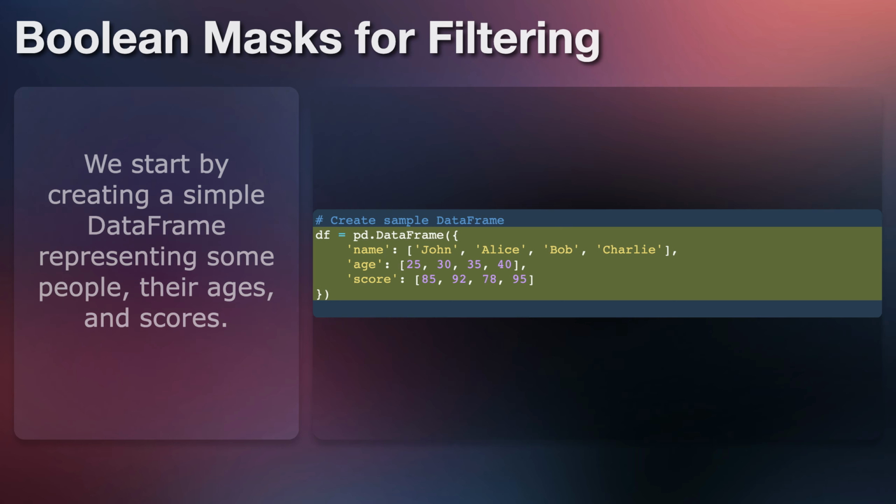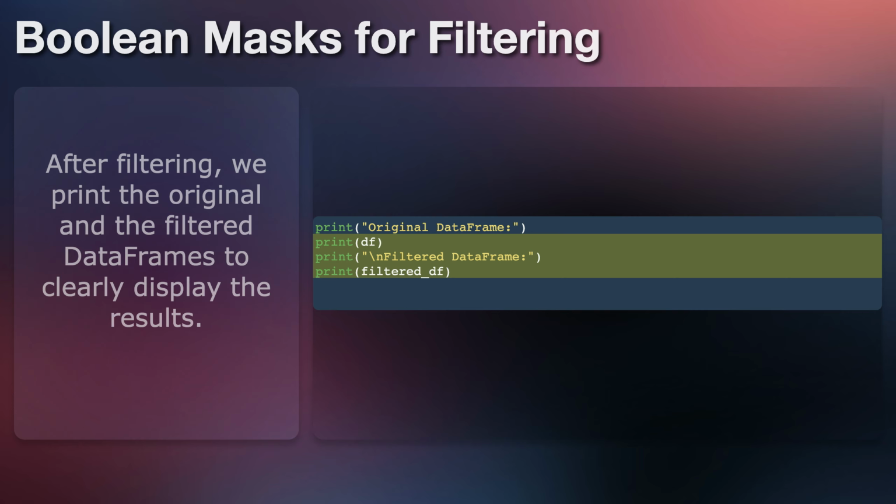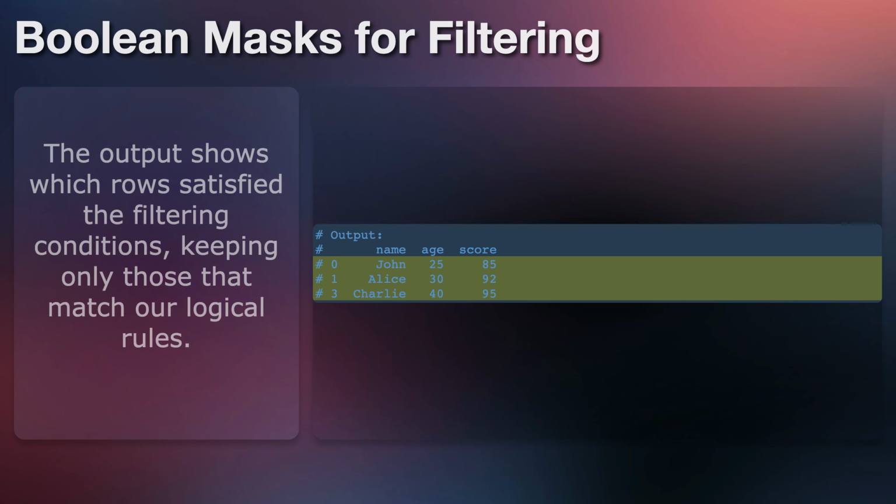We start by creating a simple data frame representing some people, their ages, and scores. Here's the one-liner that filters the data frame using a complex condition, efficiently combining logical and or masks. After filtering, we print the original and the filtered data frames to clearly display the results. The output shows which rows satisfied the filtering conditions, keeping only those that match our logical rules.